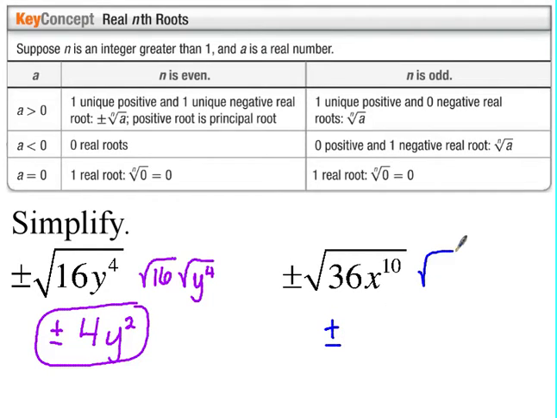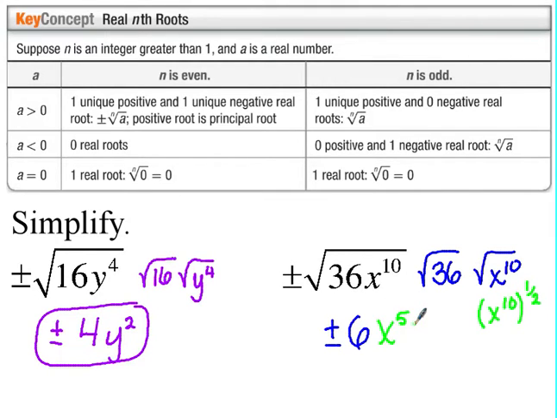Okay, so we have plus or minus. What is the square root of 36? 6. And then I saw a lot of you stop and you're like, what's another way to write a square root? It's to what power? The 1/2, right? That's what the square root power is. And so then if you have the 10 and the 1/2, what do you do with those exponents? Multiply them. So really you have x to what power? The 5th.